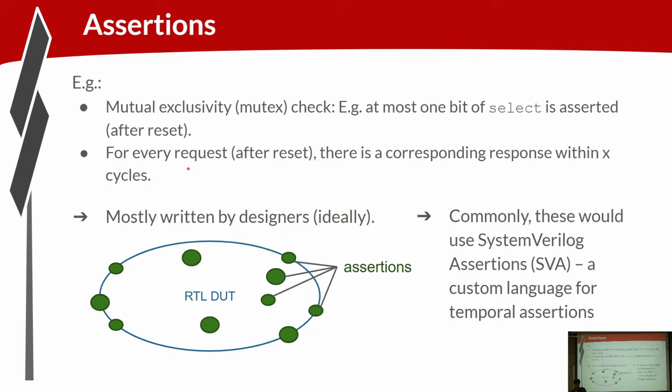So assertions might also have a time aspect to them, right? For every request that we see, there should be a corresponding response within X number of cycles, right? Is maybe an example of a temporal assertion. Mostly the assertions, at least ideally, are written by the designers, capturing the design intent. So as you're writing your RTL model, this is what you have in mind. If there's a property that you can express as an assertion, that helps.